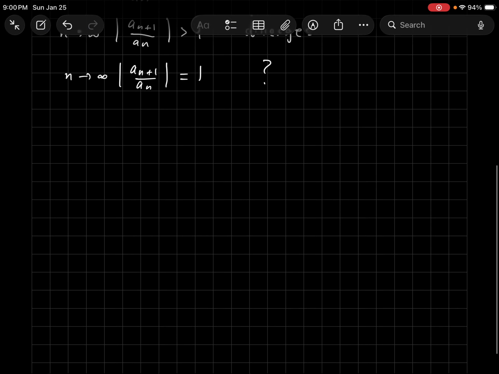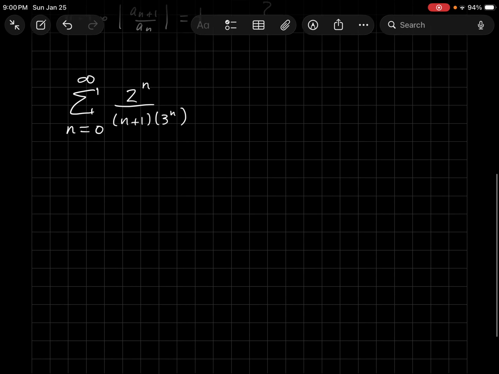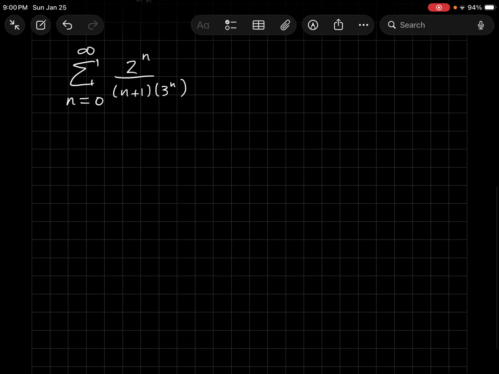Let's take a look at an example. Suppose that we have the series, the sum from 0 to infinity, of 2 to the n over n plus 1 times 3 to the n. Now, if it was 2 to the n over 3 to the n, then that would be a geometric series whose ratio is 2/3. But we have this extra n plus 1.